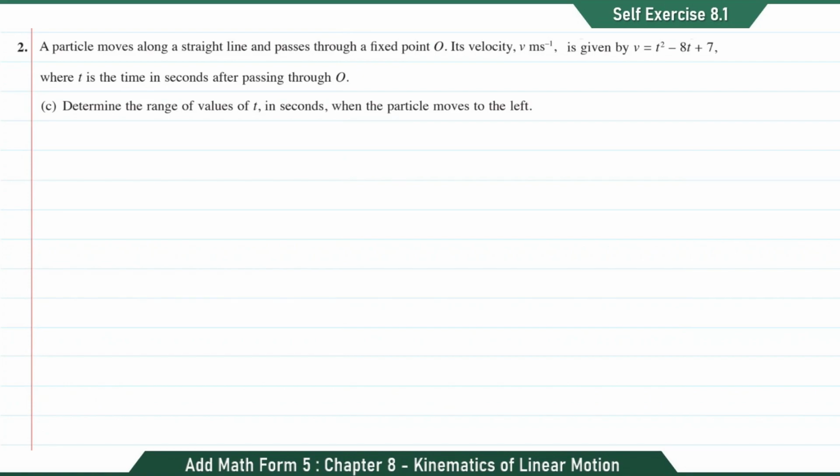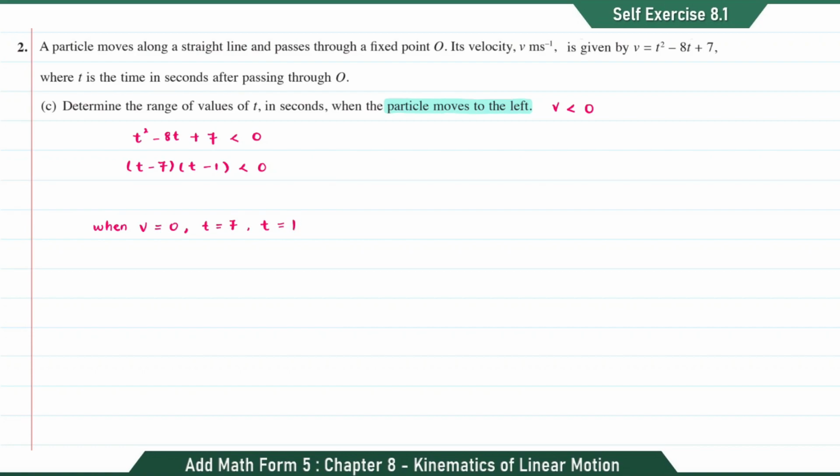Question (c). Determine the range of values of t in seconds when the particle moves to the left. When the particle moves to the left, the velocity v is less than 0. To find the range, it will be t squared minus 8t plus 7 less than 0. So factorize this: t minus 7, t minus 1 less than 0. When v is equal to 0, t is equal to 7 or t is equal to 1.